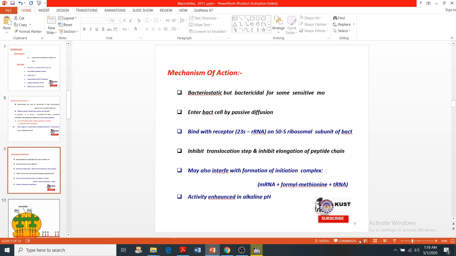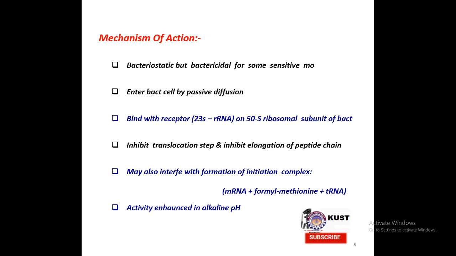So now we will read this mode of action: bacteriostatic, but bactericidal for some sensitive microorganisms. It enters the bacteria by passive diffusion, binds with the receptor at the 50S ribosomal subunit, and inhibits the translocation step, so it inhibits the elongation of the polypeptide chain. It may also interfere with the formation of the initiation complex, which is shown in the next slide. Activity is enhanced in alkaline conditions.